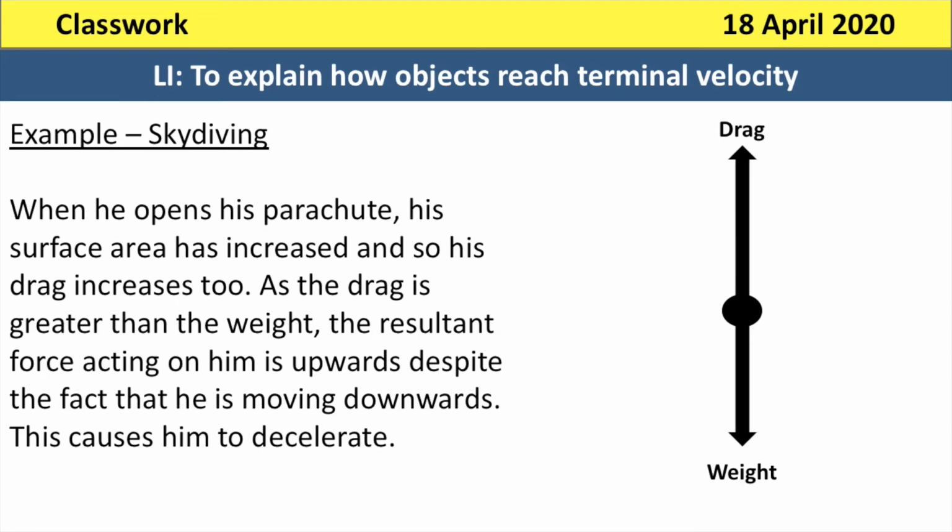When the skydiver eventually opens the parachute though, the surface area is going to dramatically increase, and that will cause the drag force to increase as well. That means that the drag force is now going to be greater than the weight, and so the resultant force acting upon the skydiver will be upwards despite the fact that it's actually moving downwards. That is going to cause the skydiver to decelerate.